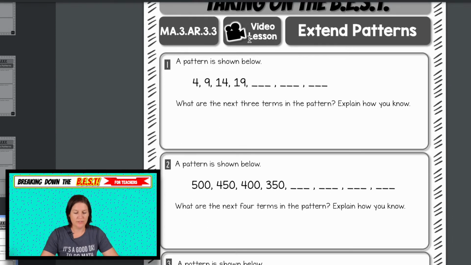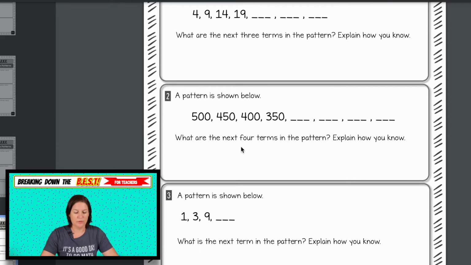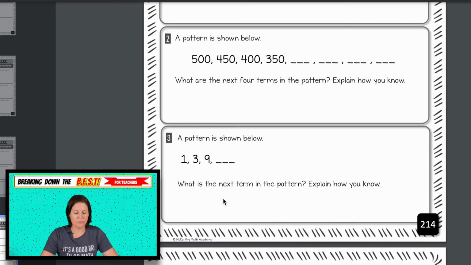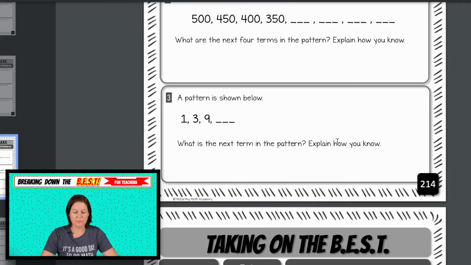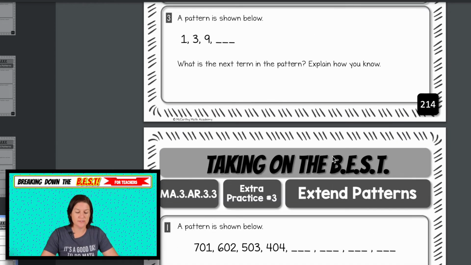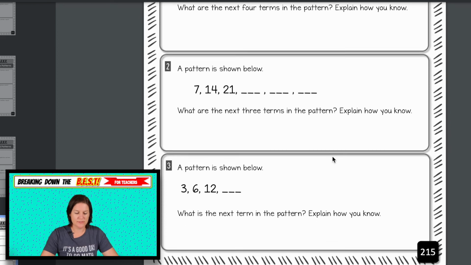Here we have another video lesson with extending patterns. So what are the next 3 terms in the pattern? What are the next 4 terms in the pattern? What's the next term in the pattern? And you'll see that followed by explain how you know. So we do a lot of justification in these video lessons. And then for extra practice, something similar.